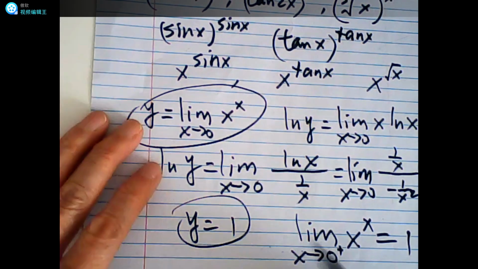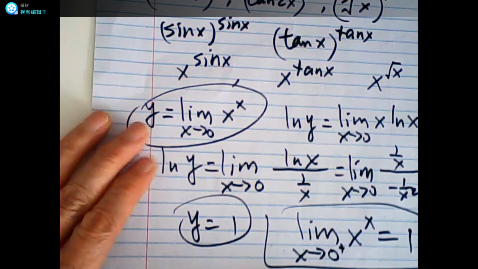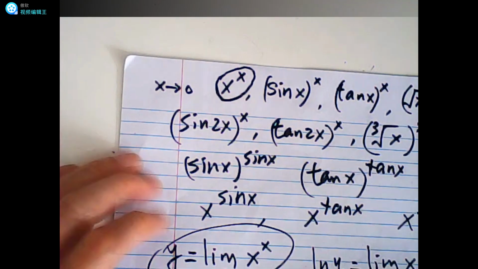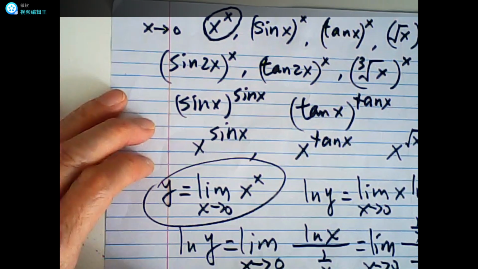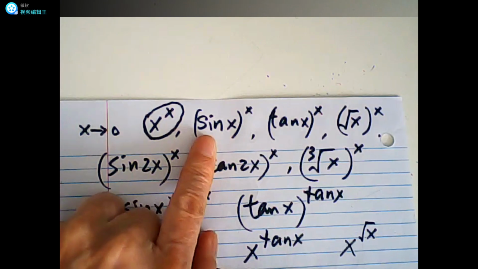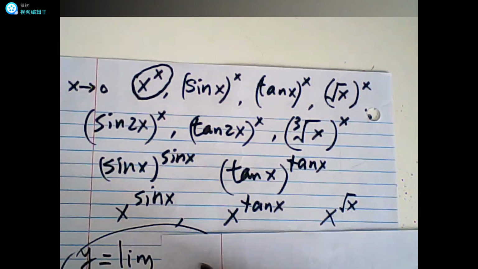Okay, so we use this limit to calculate all these others. I consider this limit basic. Now let me do it one by one. Let me do this one, the limit as x goes to 0 of sine x to the power of x.